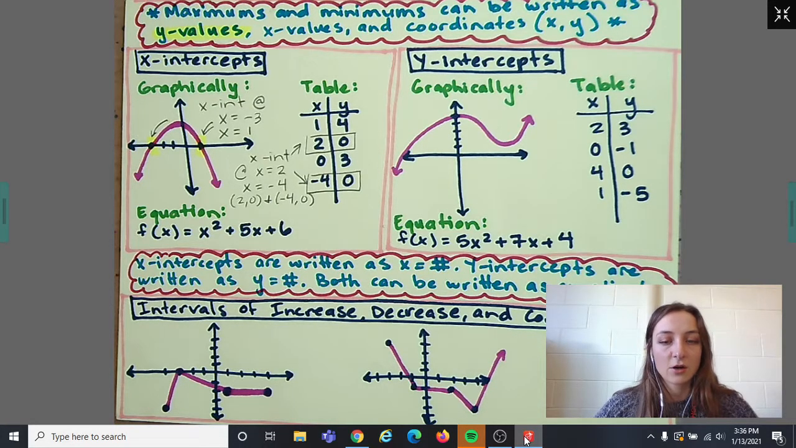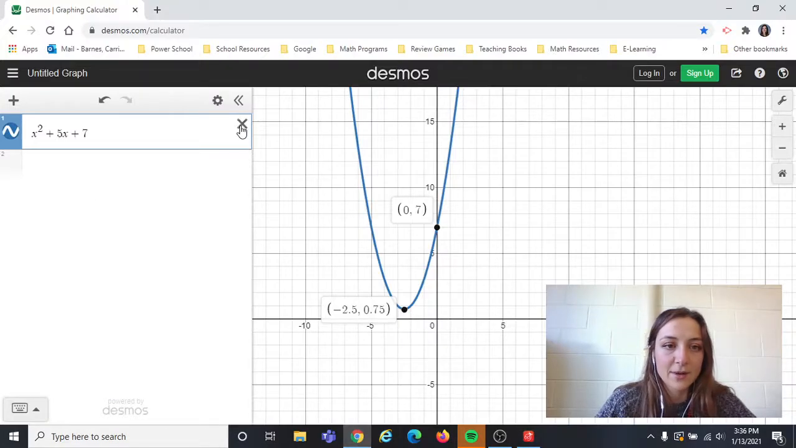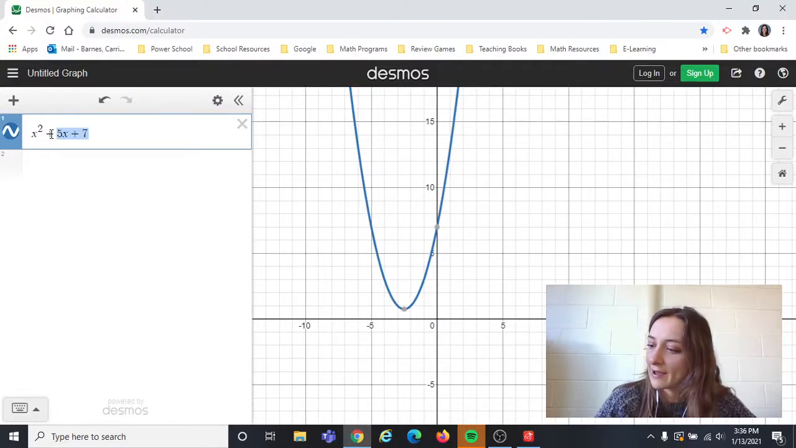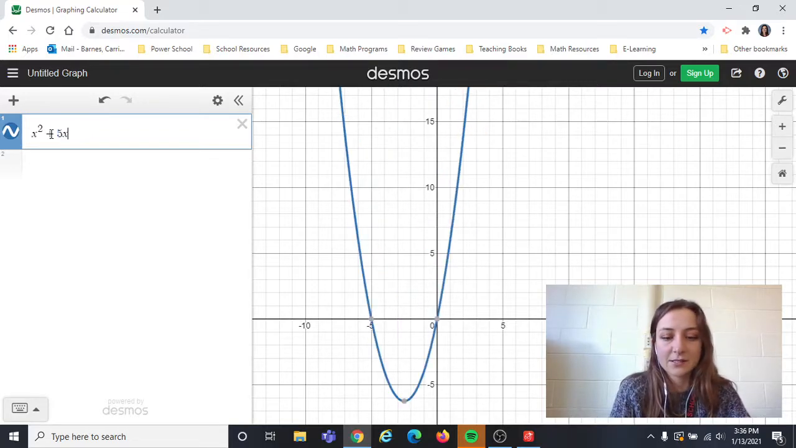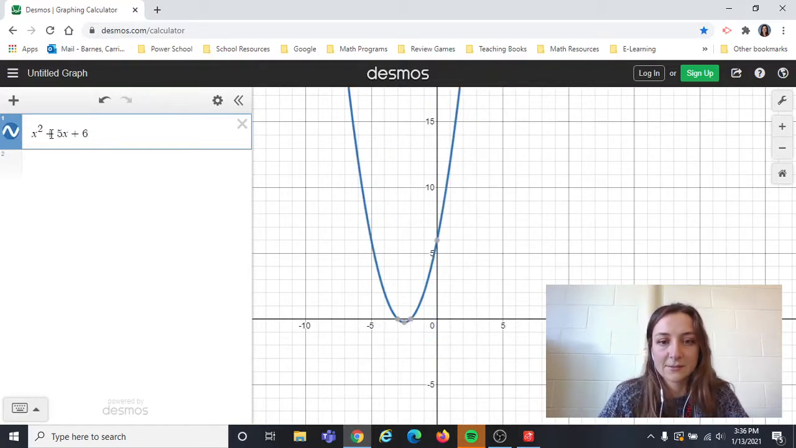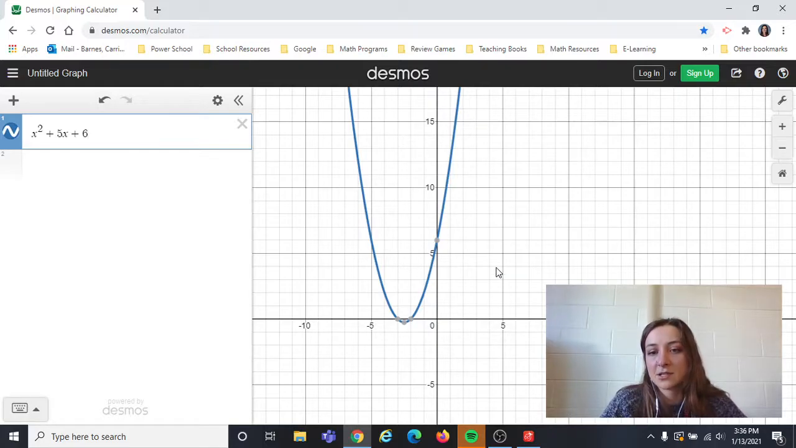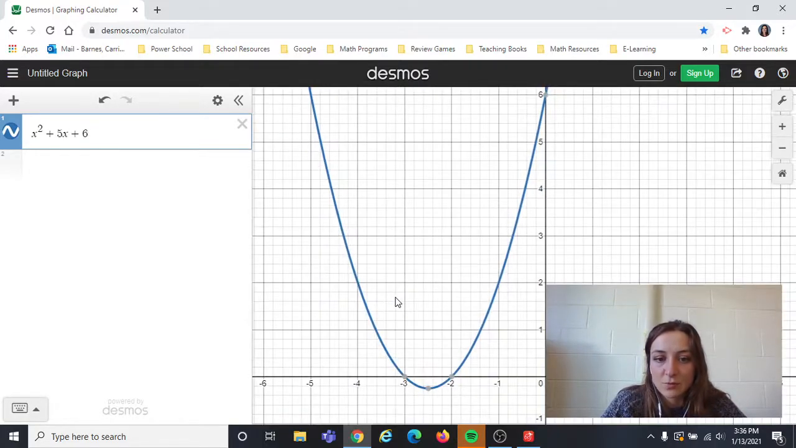All right, now let's look at our equation, and we are going to type this into Desmos as well. So let's go back to Desmos, and we're going to have x squared plus 5x plus 6. Okay, and Desmos does show you all the important points. I'm just going to zoom in here. We can see these little gray dots. Here's the y-intercept, and we have our minimum here, but we're going to be looking at our x-intercepts.